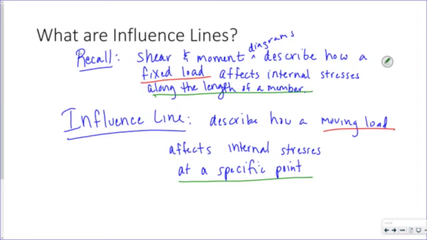So now we're talking about moving loads. Usually we're talking about fixed loads, dead loads, live loads. They're all usually fixed. Now we're talking about a load that's moving, and where do we place it to get the maximum effect so that we can use that for design, right?